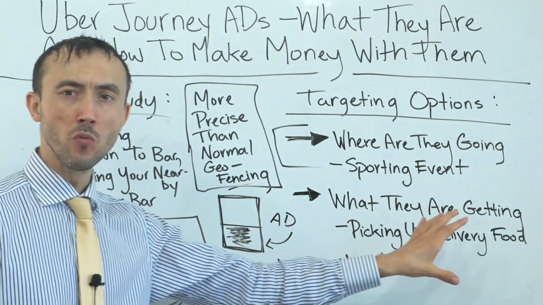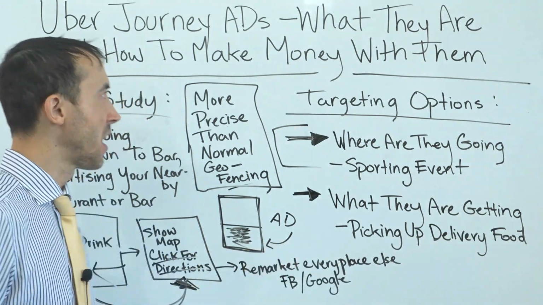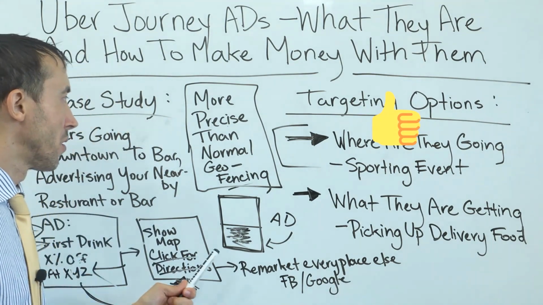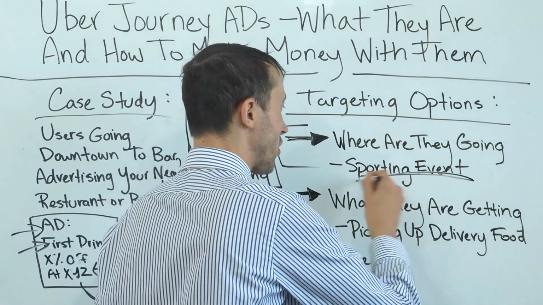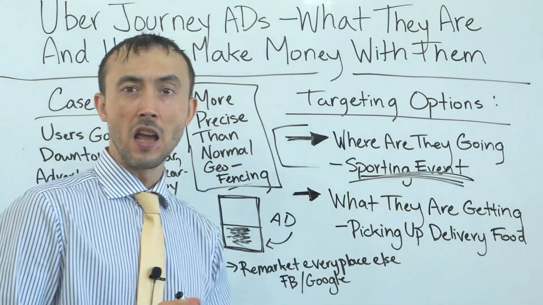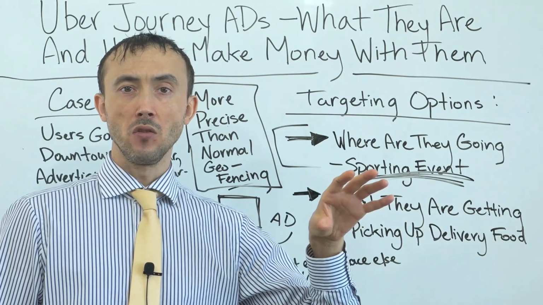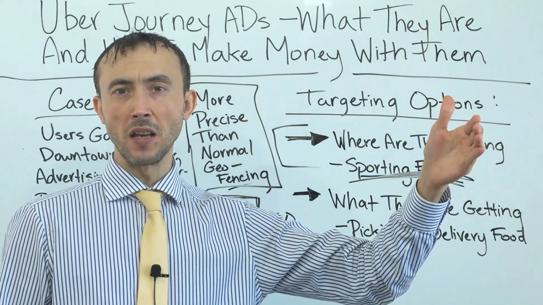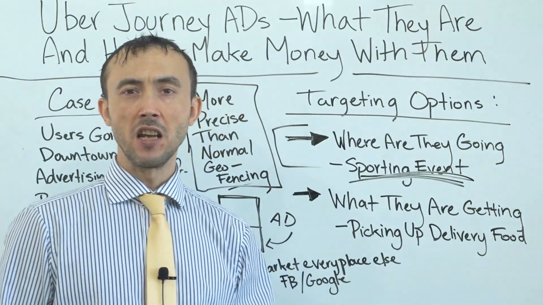So that shows you one great example, at least, of how you actually get the Uber Journey ads to work for your business. Now, I mentioned up here, sporting events. You could actually do this if you were a bar that normally gets foot traffic from people after the football game or baseball game, if you're within a mile radius of the stadium.